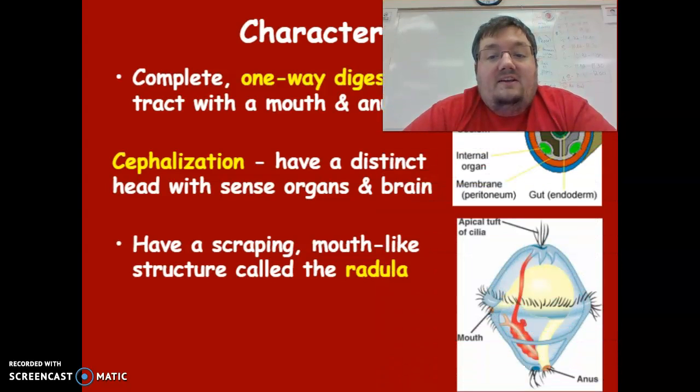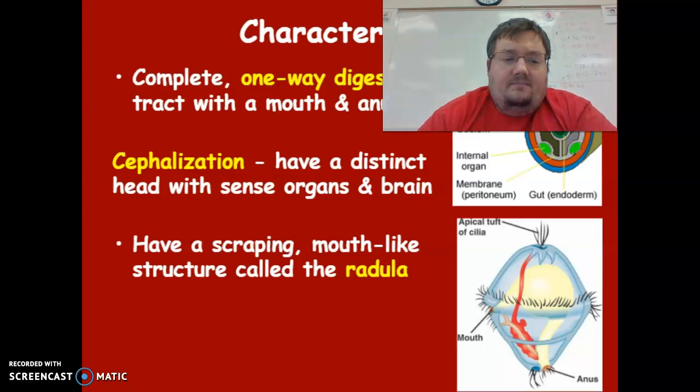They have a unique structure called a radula, which is a scraping mouth-like structure. It's kind of like what I like to call a chainsaw tongue is what it looks like. It's used to scrape algae off rocks and such and to grind up food as well. In cephalopods like squid, it's modified into what they call a beak.